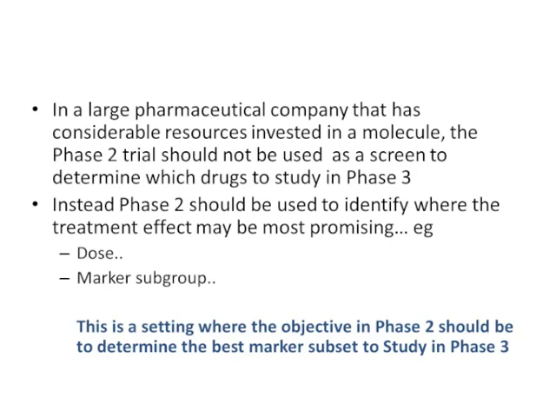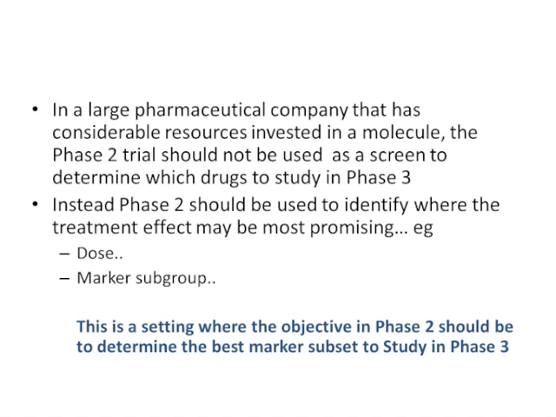Okay, so in a large pharmaceutical company that has considerable resources invested in a molecule, the phase 2 trial shouldn't be used as a screen to determine which drugs to study in phase 3. Instead, phase 2 should be used to identify where the treatment effect may be the most promising. For example, the dose that would be the best, or the marker subgroup. This is a setting where the objective in phase 2 should be to determine the best marker subset to study in phase 3.